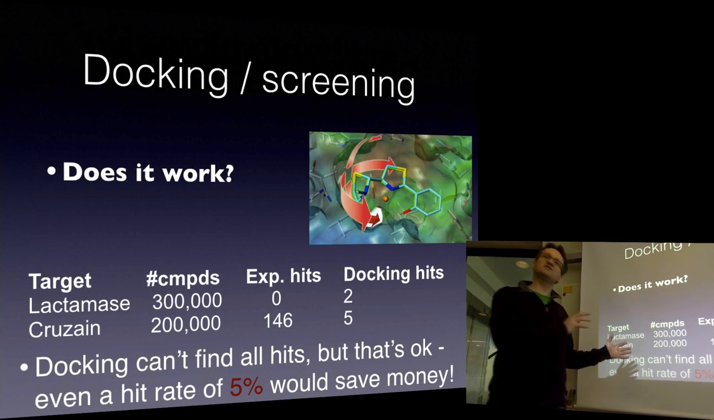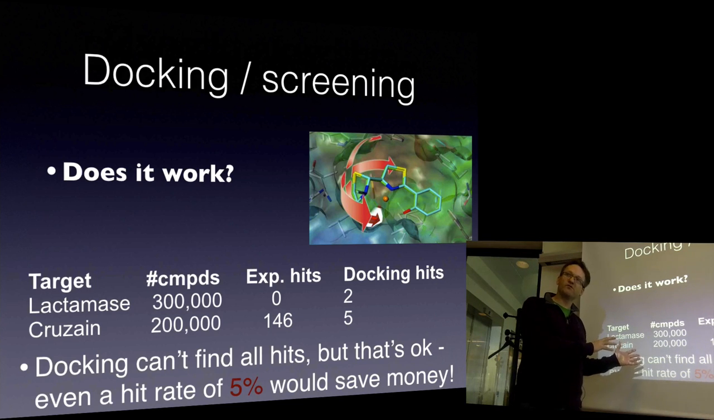And that's why we're gradually seeing this shift, that we're moving more and more from early drug discovery away from the lab and into the computers. It's cheaper to do it in the computers. And if it's cheap, we fail early and we fail cheap.